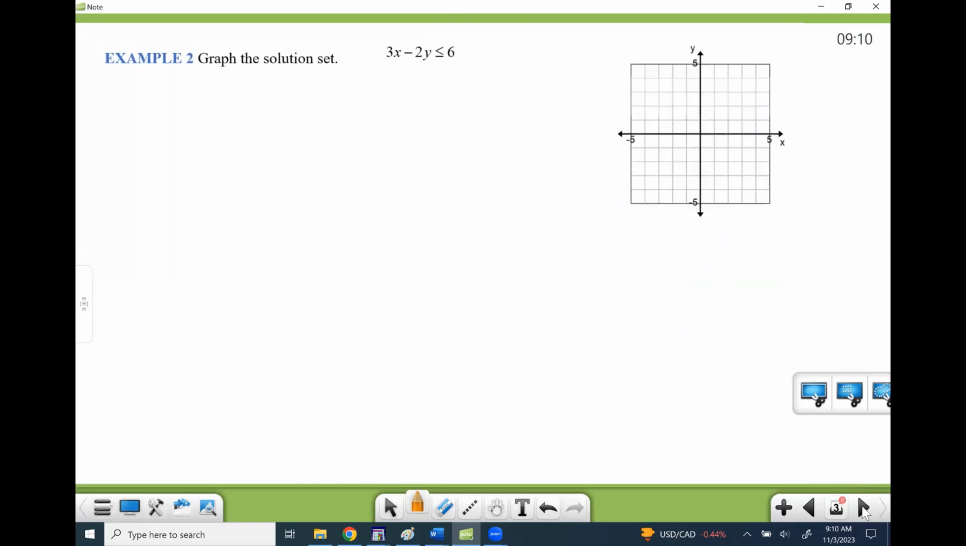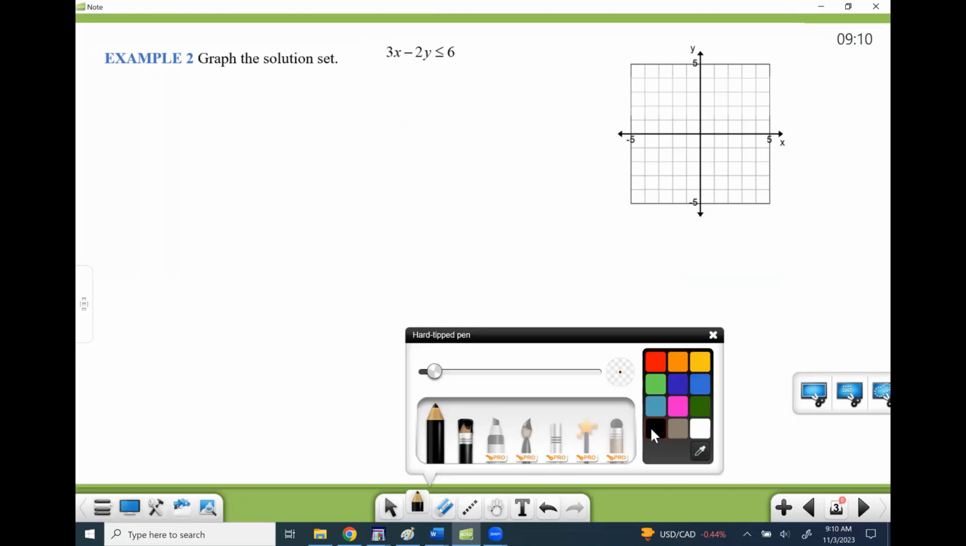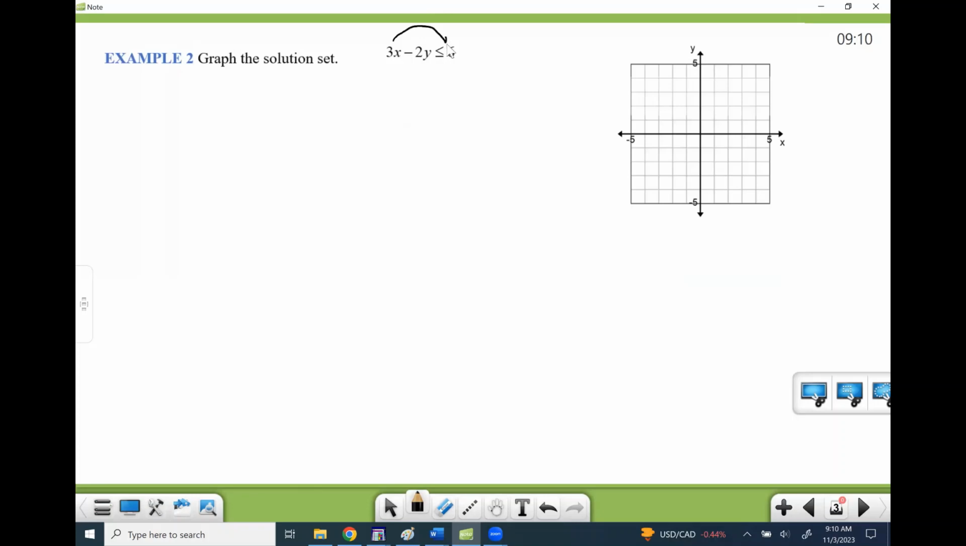Okay, so let's try one where it's not in slope-intercept form, just to remind ourselves how to do that. So we want to isolate the y. So let's go ahead and move the x over.